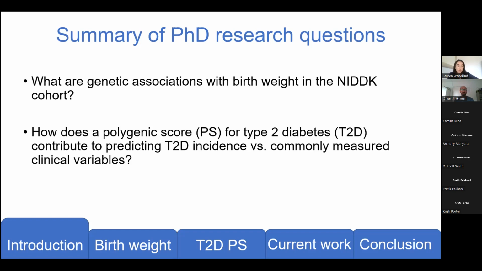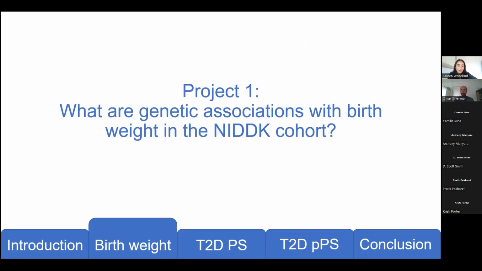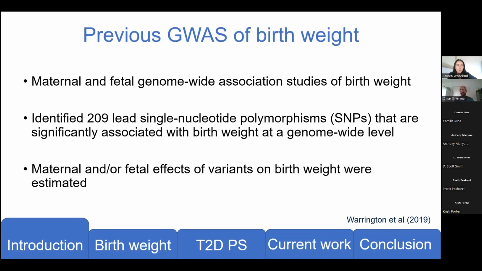And then question 2 was, how does a polygenic score for type 2 diabetes contribute to the prediction of the incidence of type 2 diabetes? Basically, over time, a person developing diabetes over a given number of years versus commonly measured clinical variables. So I'll get into why I'm asking those questions one by one. So first, what are the genetic associations with birth weight in the NIDDK cohort?